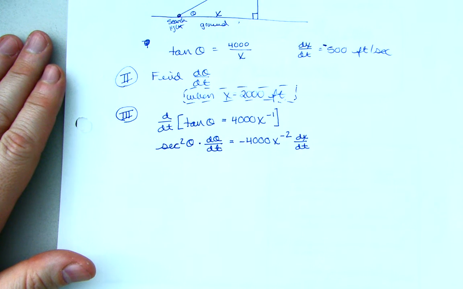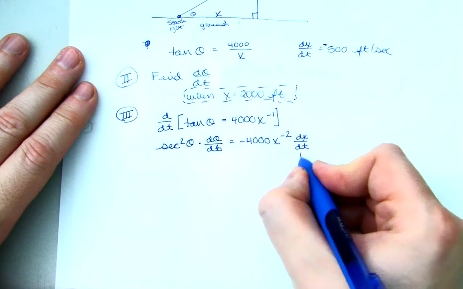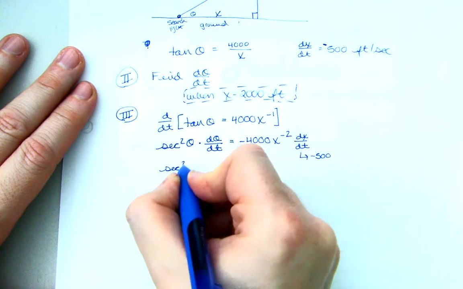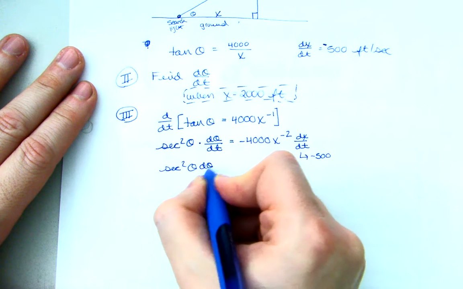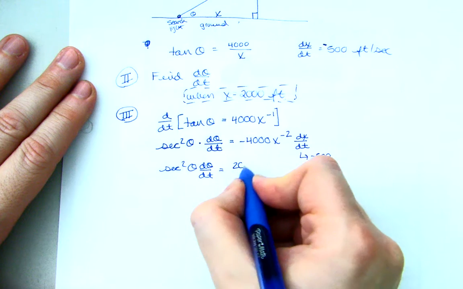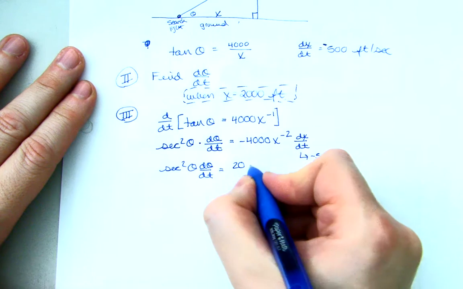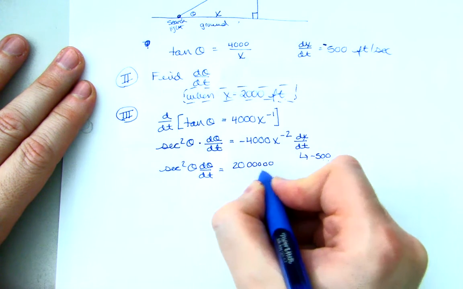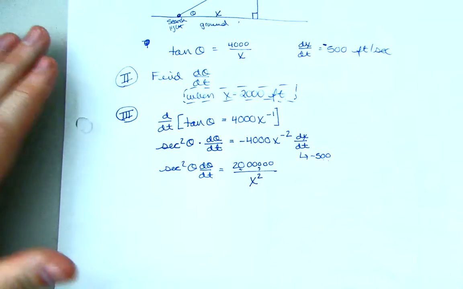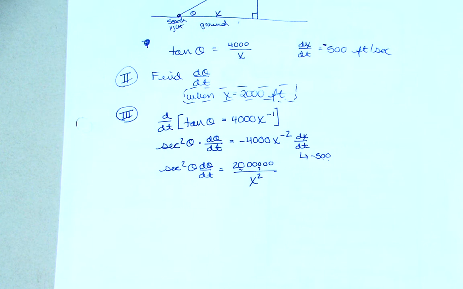And I think I'm going to clean this up, and I'm also going to plug in my negative 500, because I can, because that's a rate that's not changing. And I've got secant squared theta, d theta dt equals, let's see, 2 million over x squared. I think. Yeah.